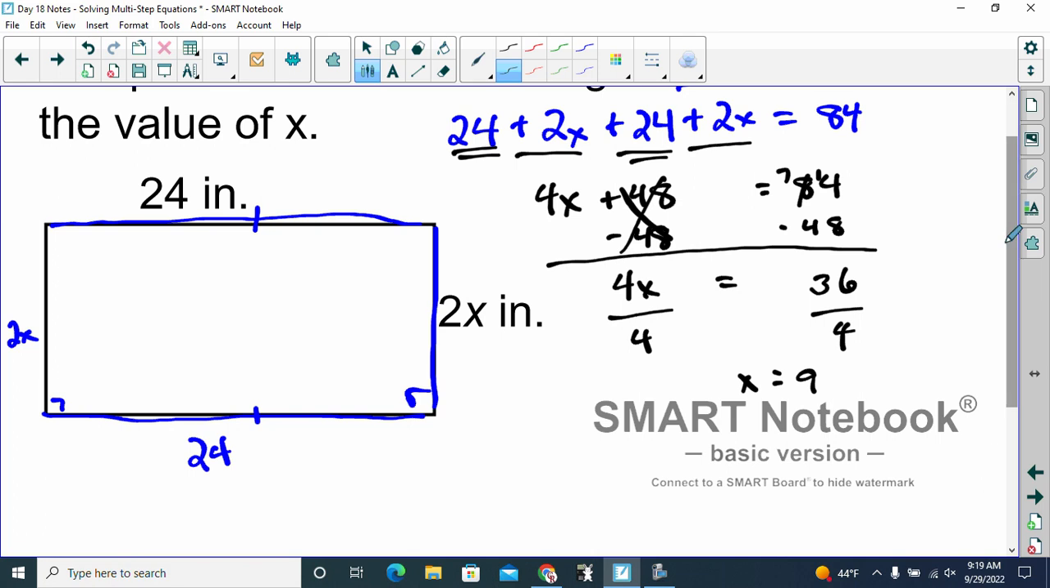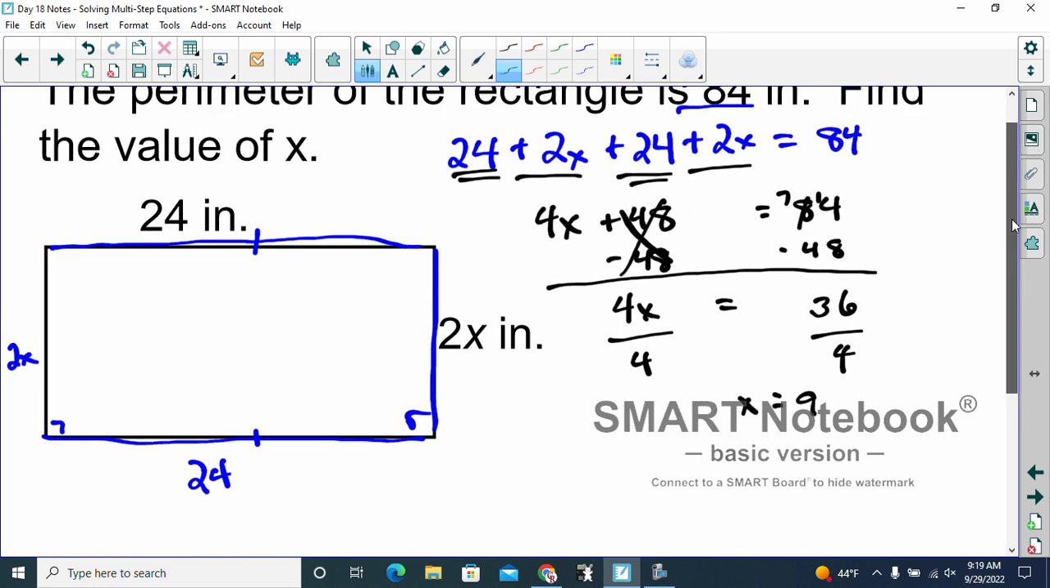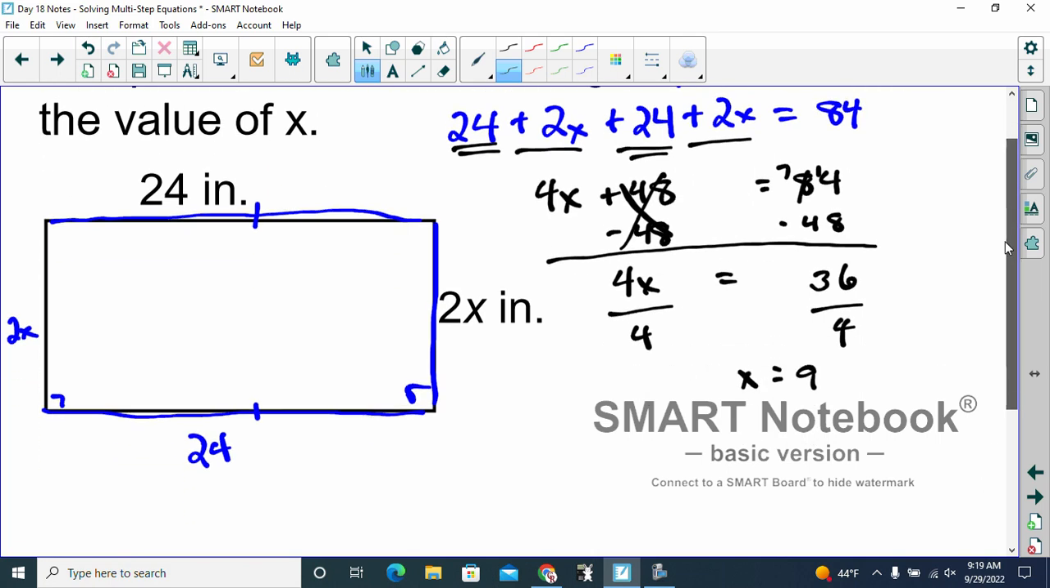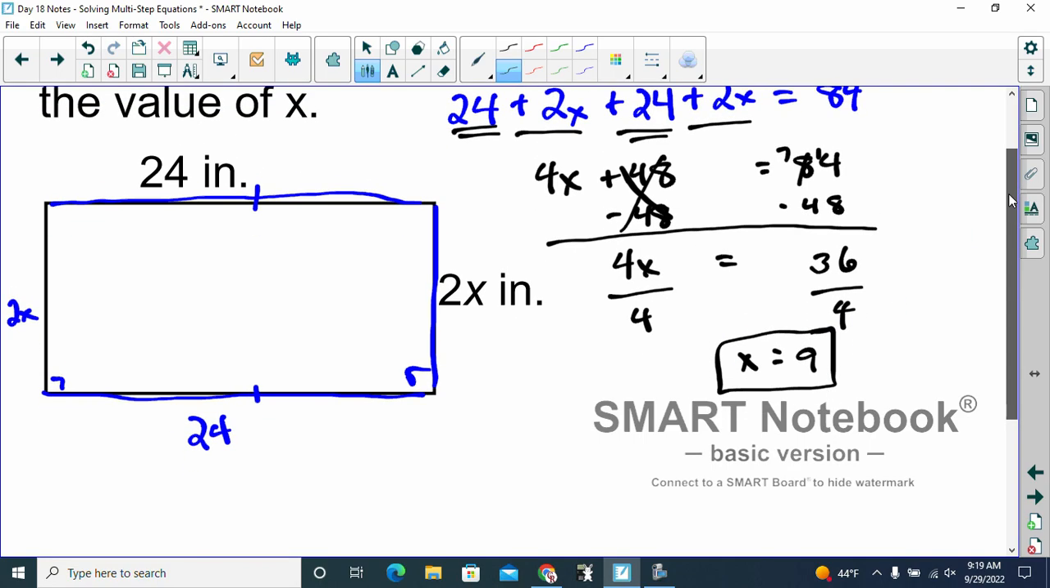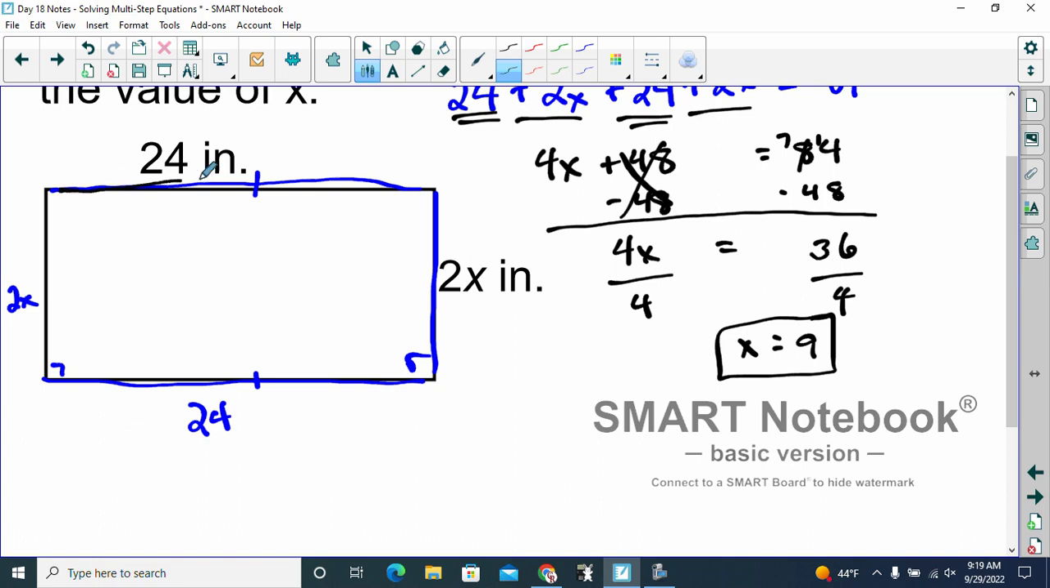And make sure you always answer the question that's being asked or the statement that it's telling you to do. In this case, find the value of x, which we did. X equals 9. Sometimes it might say, find the sides of the rectangle. Well, the sides of the rectangle would be 24 inches by, you would have to plug 9 in here, 2 times 9, by 18 inches. In this case, it just wanted us to find x equals 9.